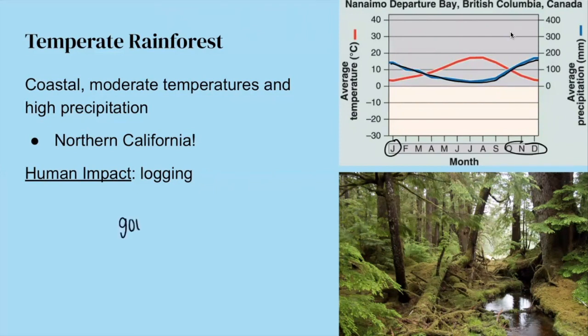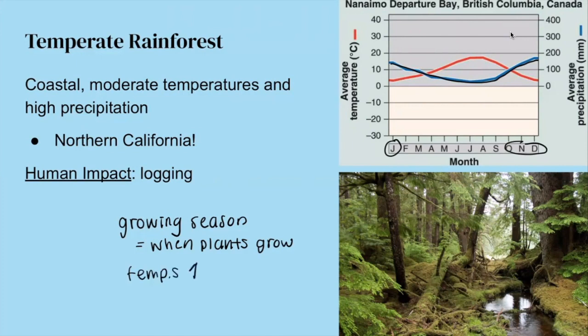So growing season is when plants can grow. And this is when you have temps higher or greater than 0 degrees Celsius. So when we have temps higher than 0, we have a growing season. So our temperate rainforest has a 12-month growing season, which is pretty cool.